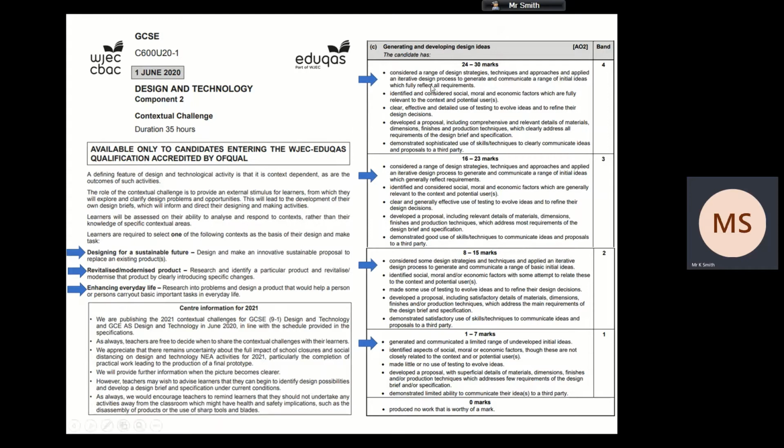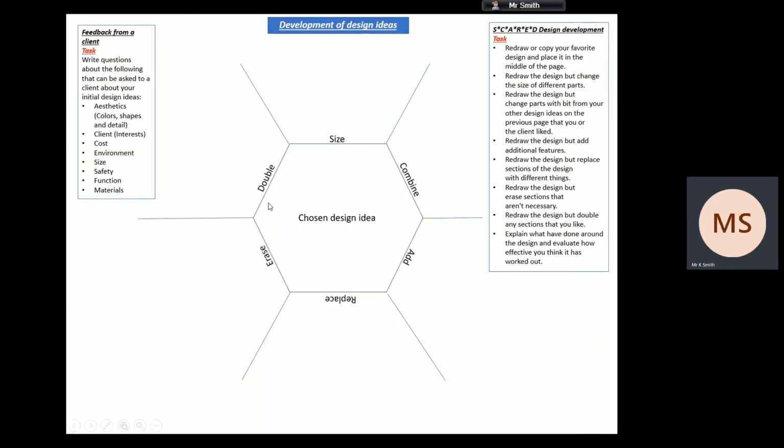Okay, so this is obviously for the top grades, this section. Considering a range of design strategies, techniques and approaches generally reflects the requirements here. So this one has to fully reflect all the requirements. The basic initial, for the lower grades here, is generating and communicating a limited range of undeveloped initial ideas. Okay, so this is again how I would go about doing it.